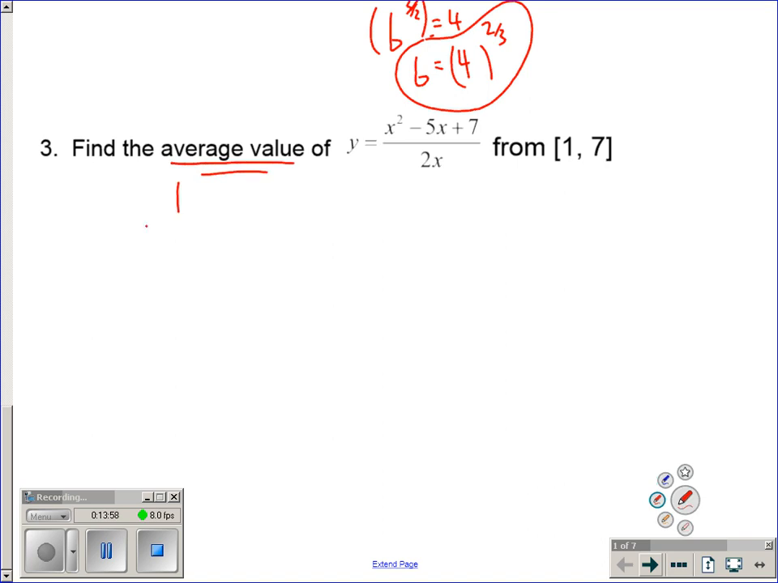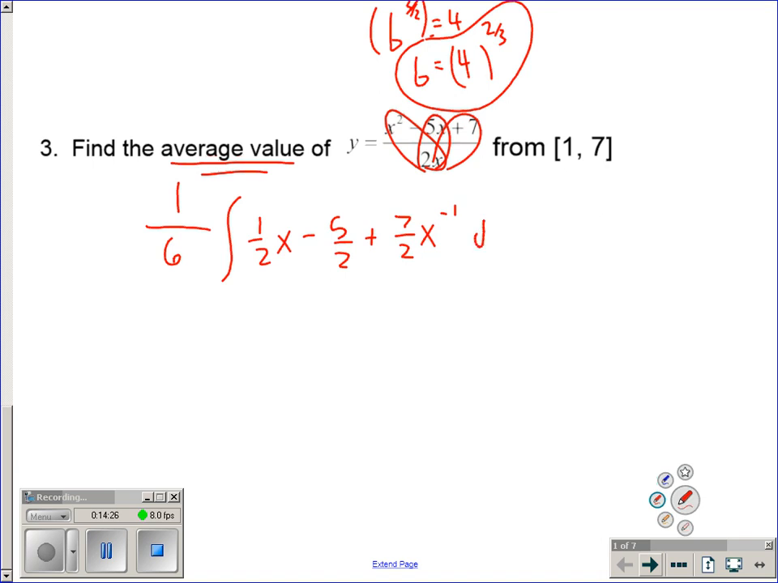And again, that was 1 over b minus a. In this case, that would be 7 minus 1 is 6. And we're doing the integral from 1 to 7 of the function x squared minus 5x plus 7 over 2x. And I'm going to go ahead and simplify that down by dividing everything by 2x. So it's going to be 1/2 x minus 5 halves plus 7 over 2x to the negative first, dx. Okay. So if I integrate that, that's just going to be 1/6.